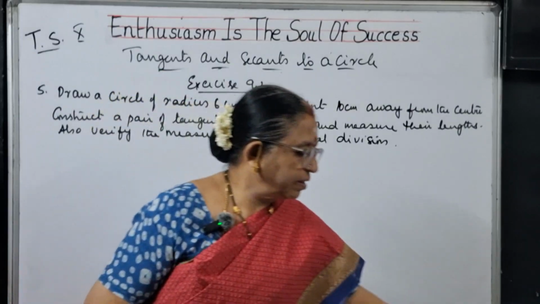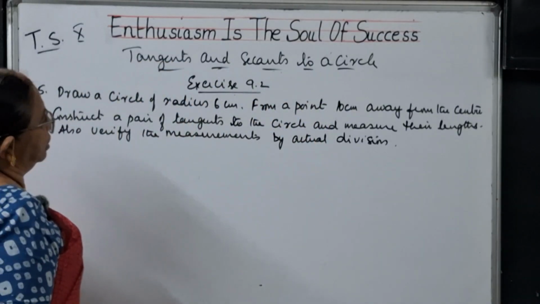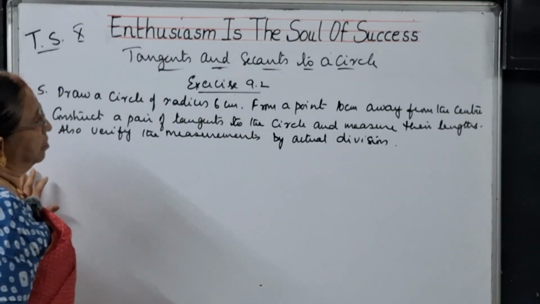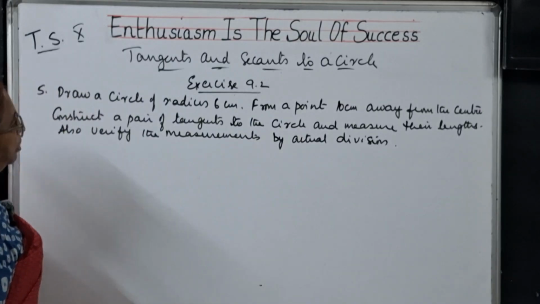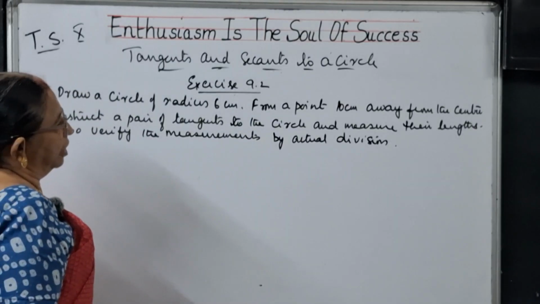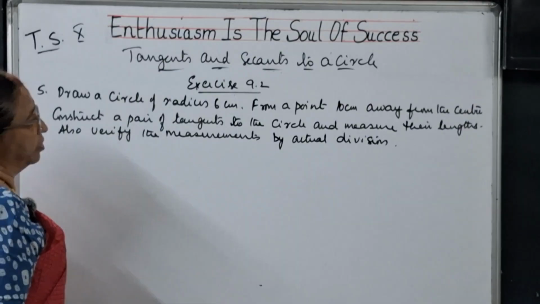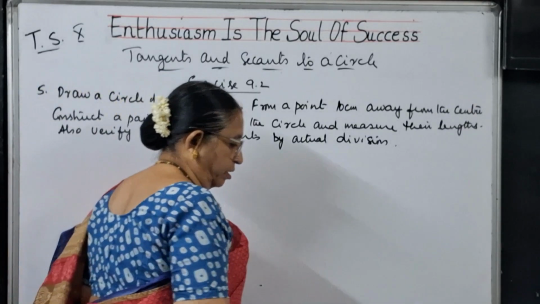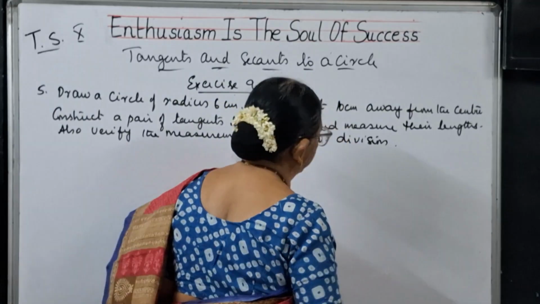Now the next one is construction, children. Here, draw a circle of radius 6 centimeters and from a point 10 centimeters away from the center, construct a pair of tangents to the circle and measure the lengths. Also verify the measurements by actual calculation.